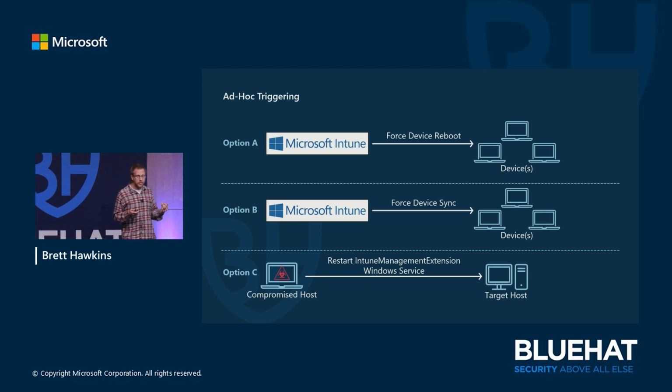Alternatively, you could just wait for the next time your target devices check in with Intune, which I believe is every 8 hours by default, or wait until those devices reboot on their own. But if you have deployed a malicious Win32 app and you want to get code execution right now, those are the three different options to make that happen.